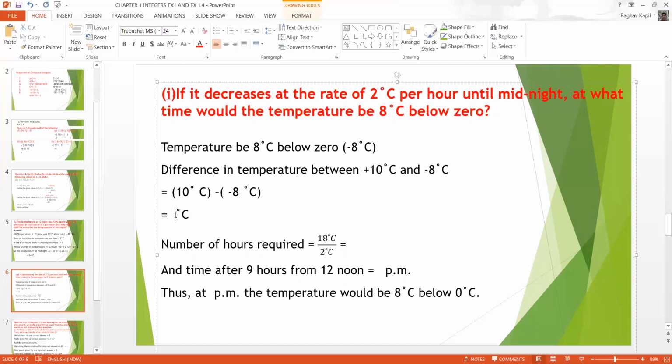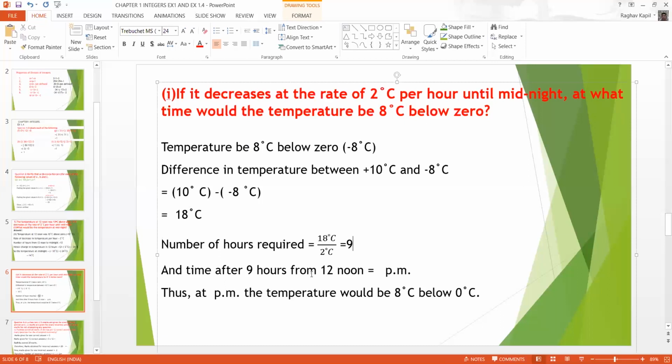So 10 degrees and the difference, it will be what? Total 18 degrees. Or we can compare it on the number line also. When we compare on the number line, from positive 10 to minus 8 degrees, the total is how much? That is 18 degrees Celsius. And here if it is decreasing at the rate of 2 degrees per hour, then the number of hours required for 18 degrees will be 18 degrees Celsius divided by 2 degrees Celsius, and that is 9. Fine. So it will take 9 hours.